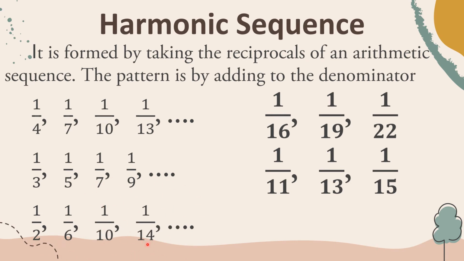Third example: 1 half, 1 over 6, 1 over 10, and 1 over 14. What could be the number to be added in the denominator? That is 4. 2 plus 4 is 6, plus 4 is 10, plus 4 is 14. So 14 plus 4 is 18, so 1 over 18. 18 plus 4 is 22, 1 over 22. And then 22 plus 4 is 26, 1 over 26. So always remember the harmonic sequence could be the reciprocals of an arithmetic sequence.